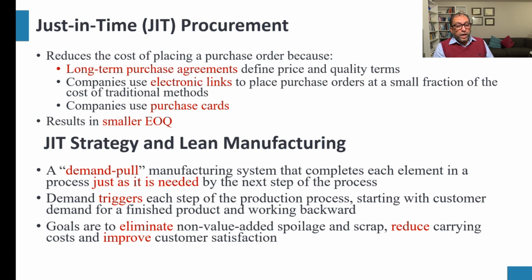So JIT, just in time strategy, and lean manufacturing: a demand pull manufacturing system that completes each element in a process just as it is needed by the next step of the process. Demand triggers each step of the production process, starting with the customer's demand for a finished product and working backwards. So when the order is placed by the customer, then all the things are triggered after that. It's a backward process.